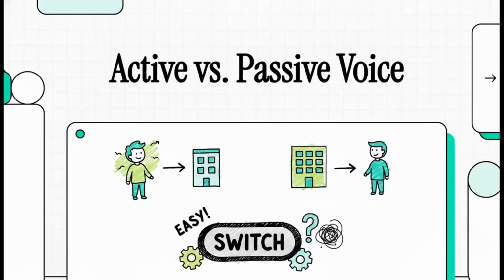All right, so have you ever noticed how some sentences just feel really direct and punchy, while others seem a bit more, I don't know, formal, maybe even a little distant? Well, a lot of the time, that all comes down to one thing: the active versus the passive voice. Today, we're going to totally demystify this common grammar puzzle. And trust me, there's a simple switch that makes it super easy.